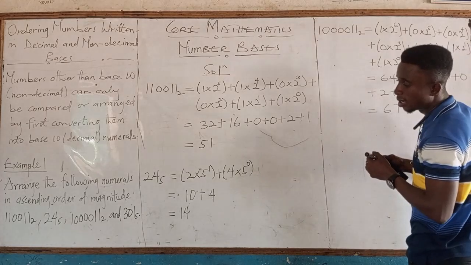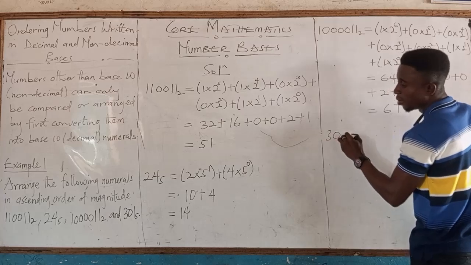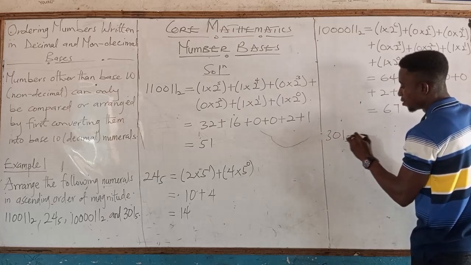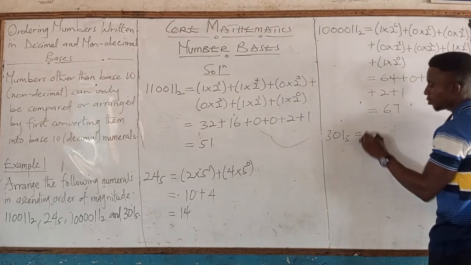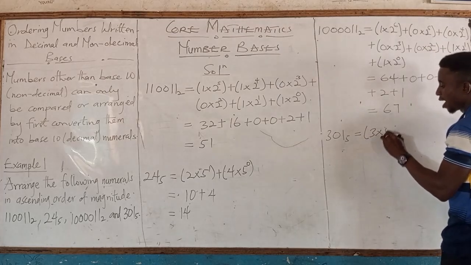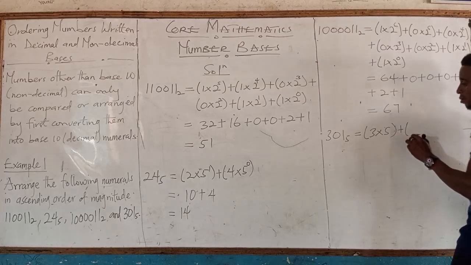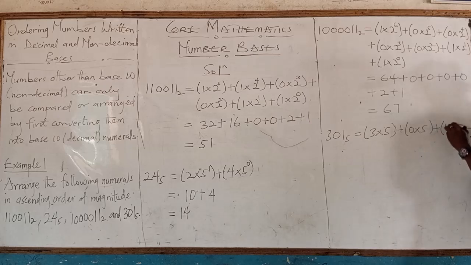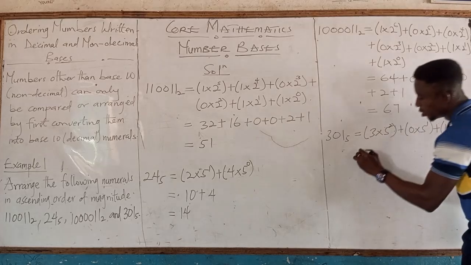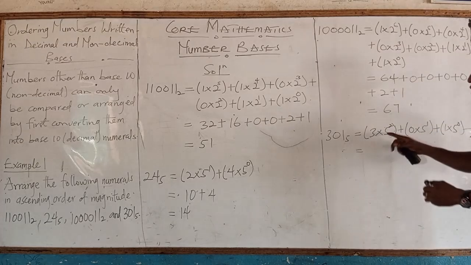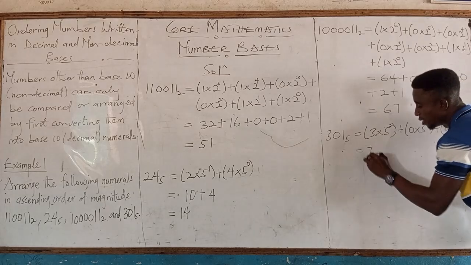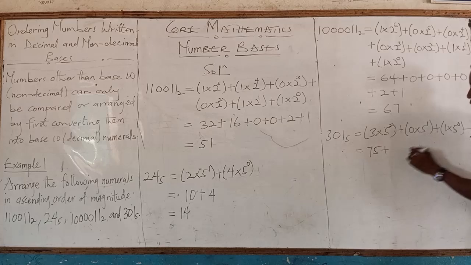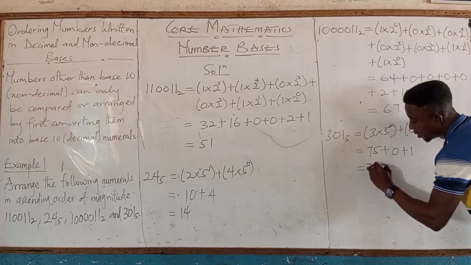And the last one, which is 3, 0, 1 base 5. That one too is equal to 3 times 5 plus 0 times 5 plus then 1 times the 5. So 0, 1, and 2. And this one too is getting us 25 times 3, that is 75. Then plus this one is 0, plus then 1. So this one too is getting me 76.